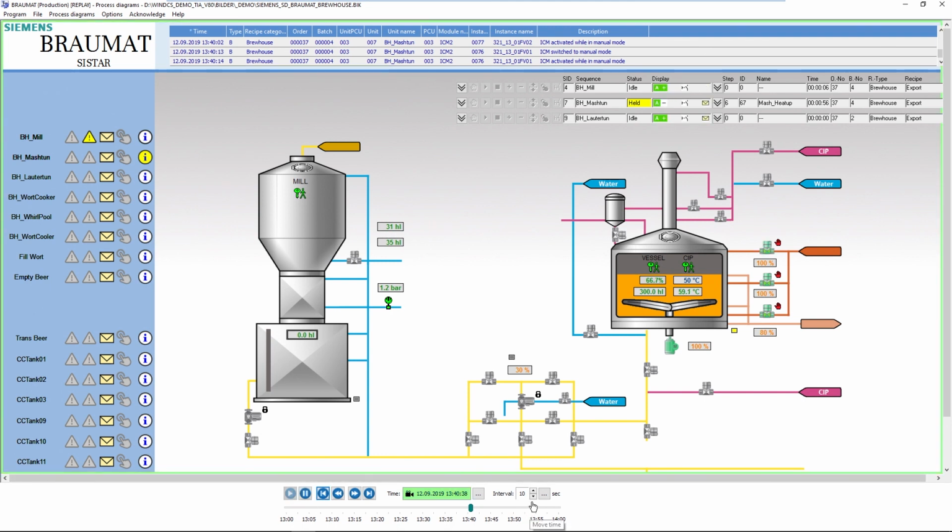Now I let this continue as normal. And at about this time, this message would probably have appeared. Now the operator manually deactivated the steam valves again, set the manual mode back to automatic, also at the parts plant, and the process continues to run as normal.